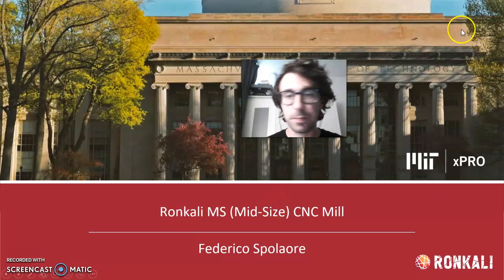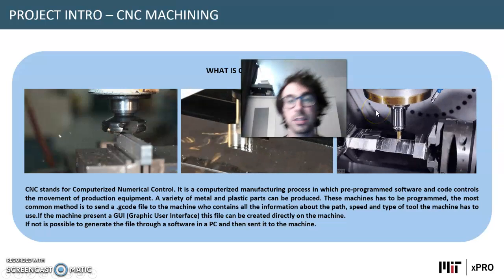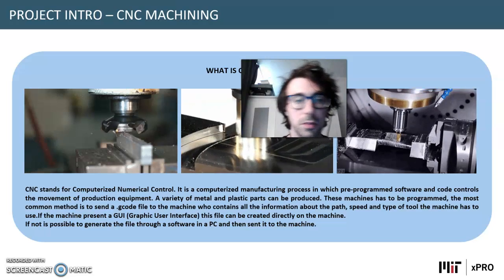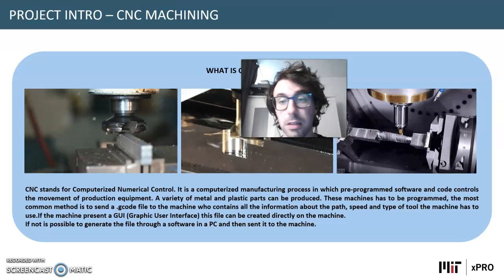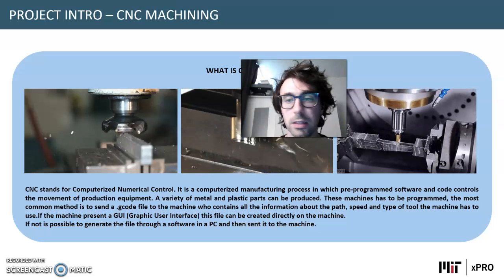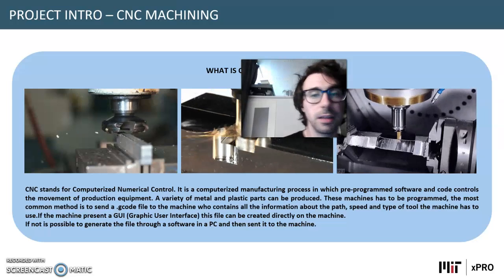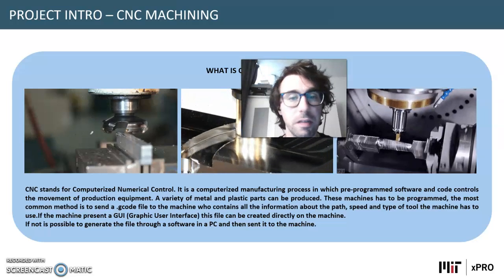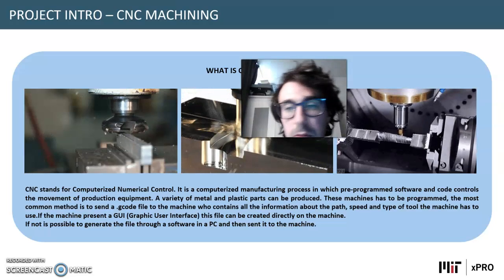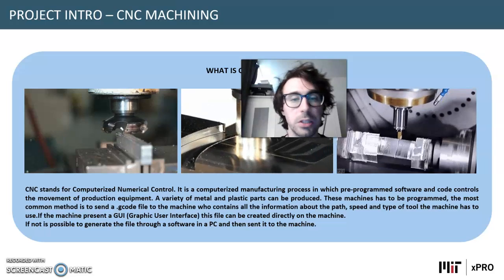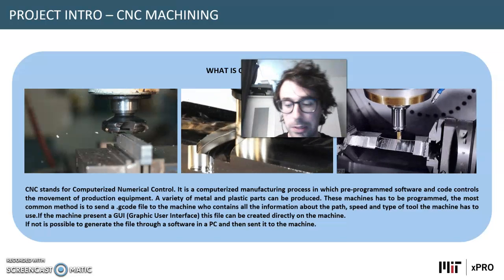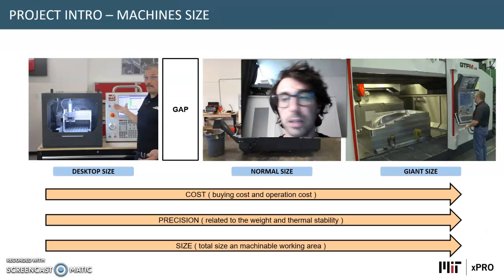So first of all, what is CNC machining? CNC machining is a mechanical process that is used for producing mechanical components in metal, aluminum, steel, or plastic, or technoplastic like PTFE or other materials. And these components are produced by sending a file to a machine, and the tool follows a path in order to create the components. So where does the idea start?